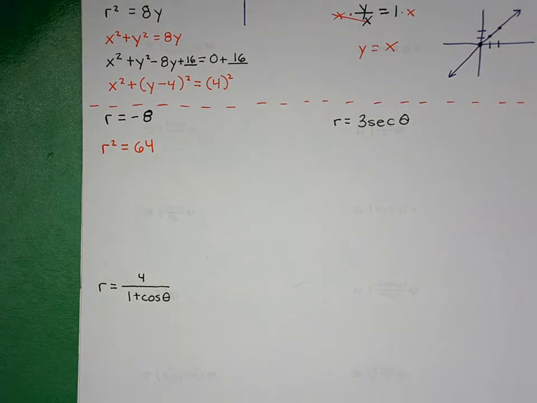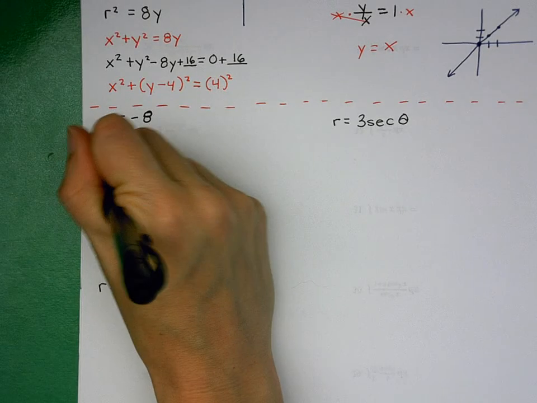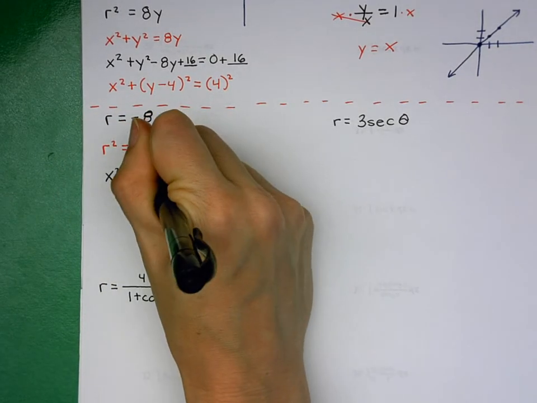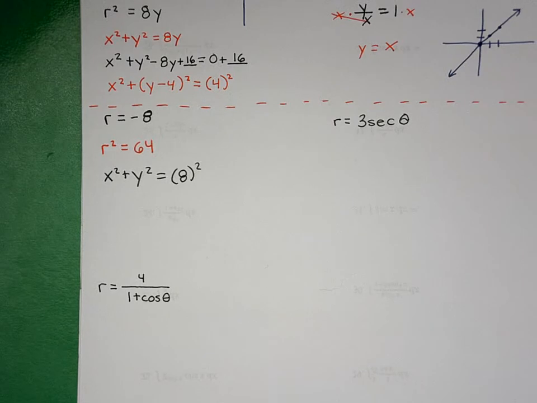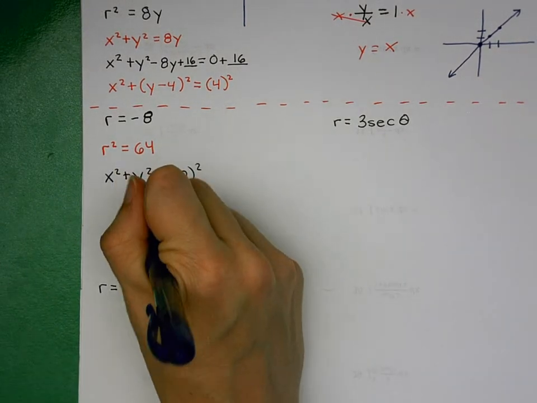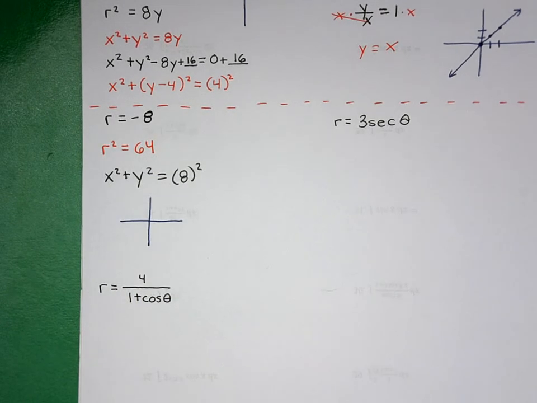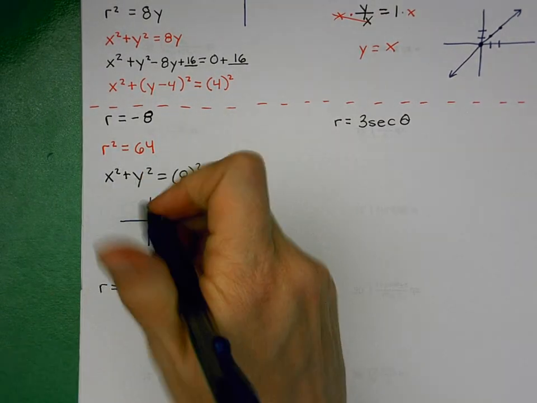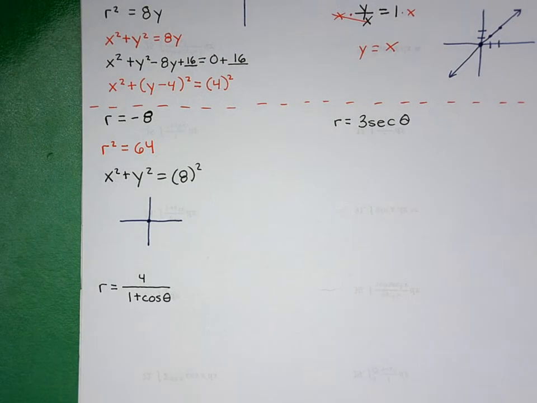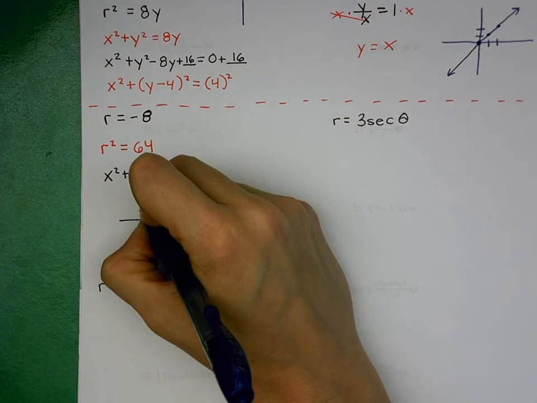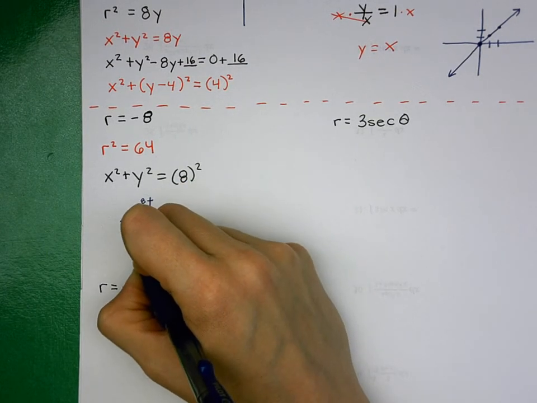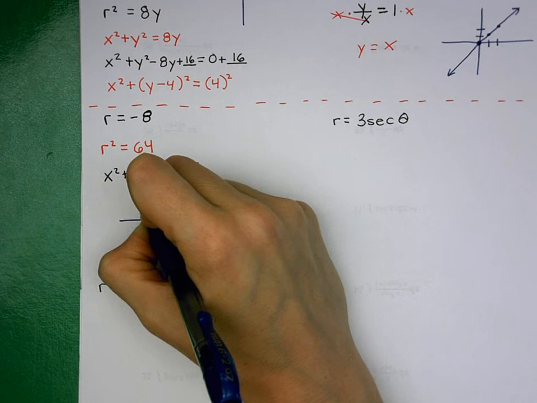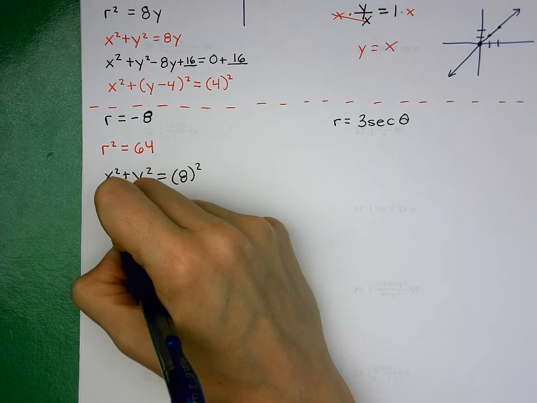With that, I can now plug in. R squared is the same thing as x squared plus y squared. And we've now got a circle formula. X squared plus y squared equals r squared. And you can do a quick little sketch. Where's your HK? Our HK in this one is at 0, 0. And your radius? Your radius is 8. Okay. And you've got your sketch.